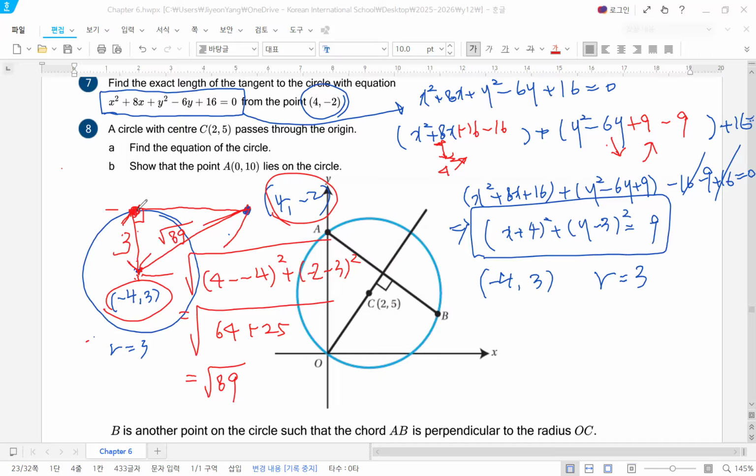So you can find the exact length of this one by using what theorem? Pythagorean theorem. Okay, so let's call the length x. By the Pythagorean theorem, students, x squared plus 3 squared equals square root 89 squared, which is 89. Right? So x squared equals 80. Therefore, x equals square root 80 is the answer.